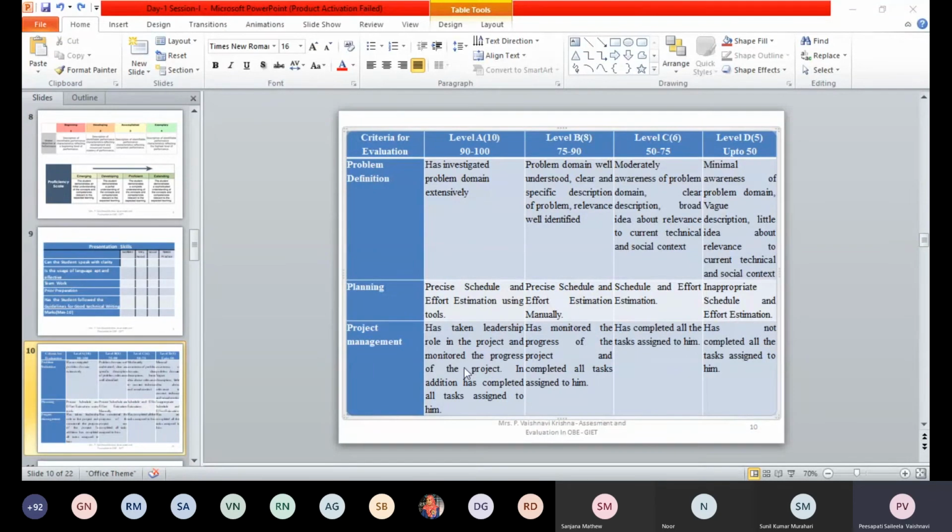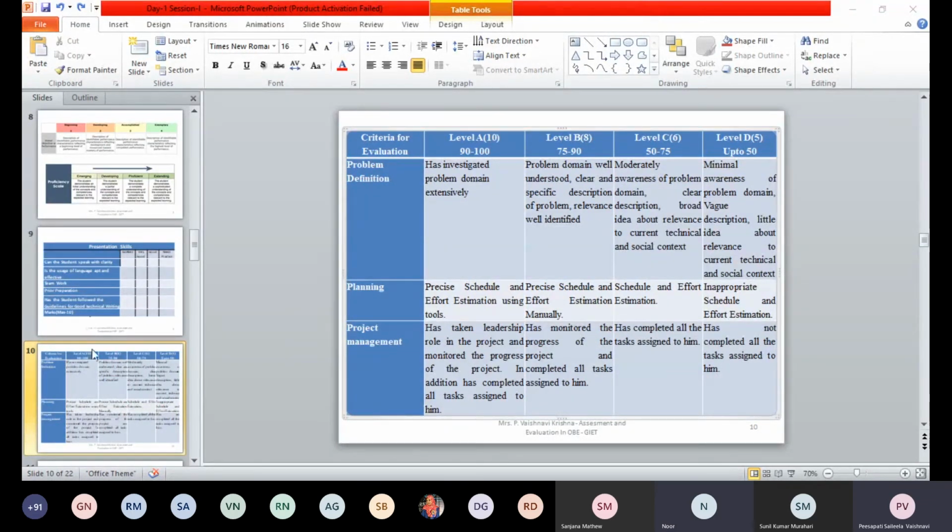And then next is project management. Based on this project management, how shall I judge him? Has taken leadership of the project and monitored the progress of the project. In addition, has completed all tasks assigned to him. Okay, and then level B, has monitored the progress of the project and completed all the tasks assigned to him. He has just monitored and he has also completed, but we don't know what is this level. And then has completed all the tasks assigned to him. He did not monitor any progress of the project. And then has not completed all the tasks assigned to him. In such case, the student falls into level.